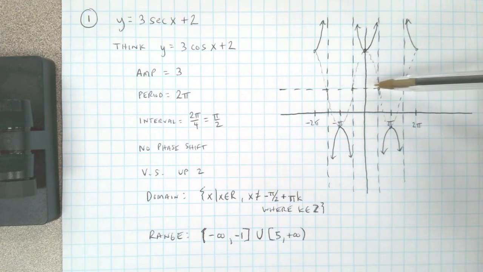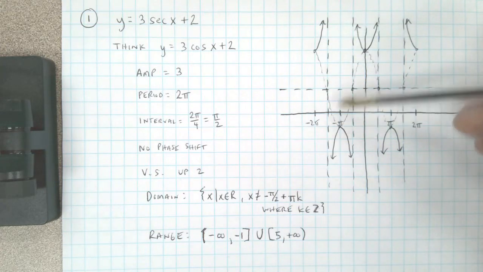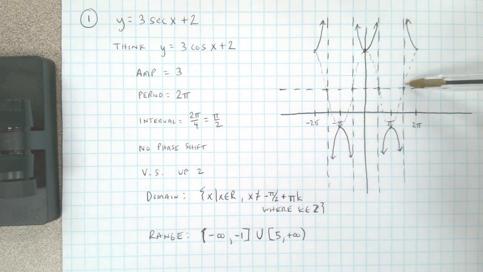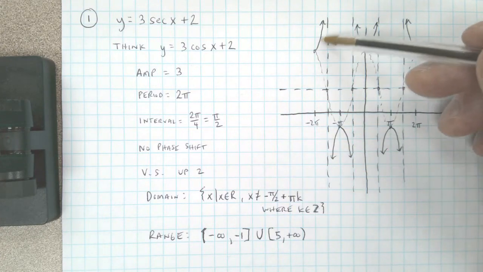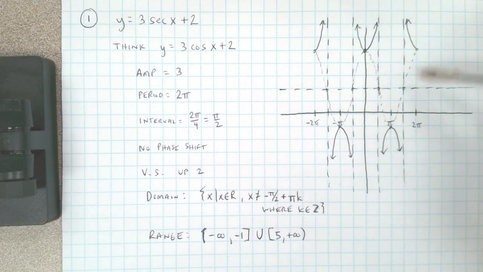Anywhere that it's 0, I'm going to have an asymptote. So I've got asymptotes here, here, and here, and here. Once I sketch that, then I can go ahead and draw in my secant curves. So my secant curves are here.